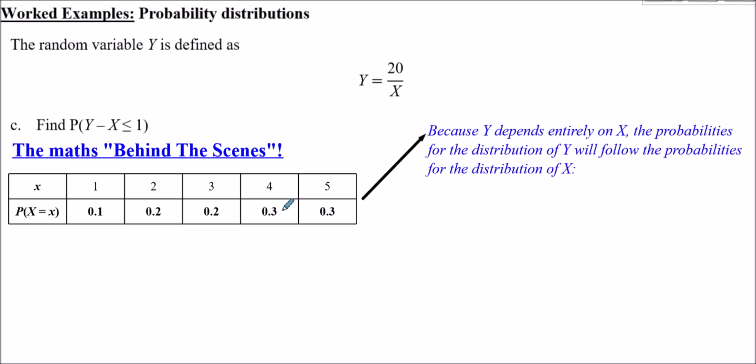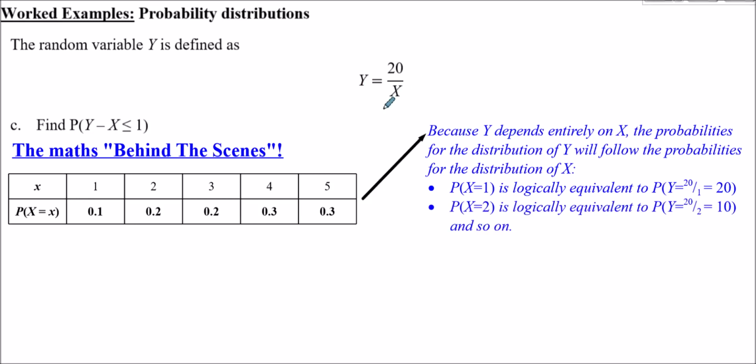So what's going on behind the scenes? Well, behind the scenes, this variable y is entirely based on x. This is entirely dependent on what x is. So here's what we had for the distribution of the variable x. Now let's think about what the distribution of y would look like. Because y depends entirely on x, the probabilities for the distribution of y will follow exactly the probabilities for the distribution of x. What I mean by this is, for example, the probability of x being 1 is logically exactly the same as the probability of y being 20, because y in this case would be 20 over 1, which is 20. So it's one and the same thing. This is just a rebranding of the original, if you like. This has just been conjured from the original.